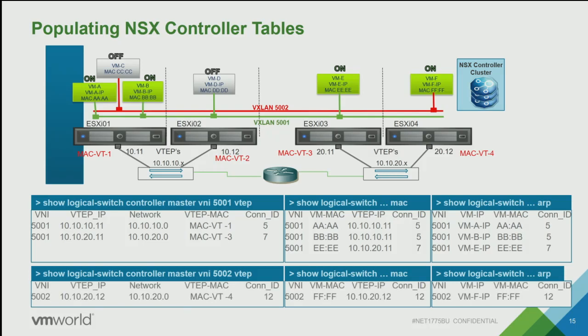There's the trick, folks. It's in a different logical switch. So it's on the VXLAN 5002, completely different set of tables, okay? So that VM's on a different logical switch, so now we would just basically repeat the process for the 5002 VTEP, MAC and ARP tables. Does that make sense, folks?